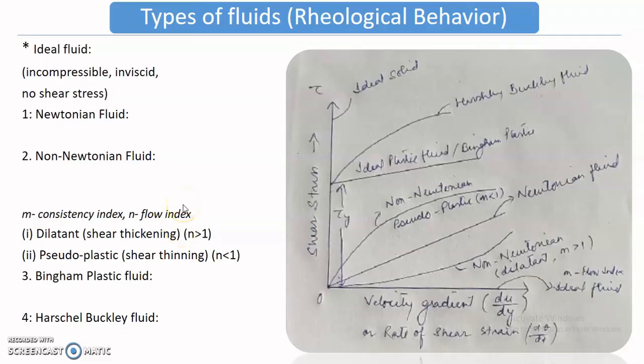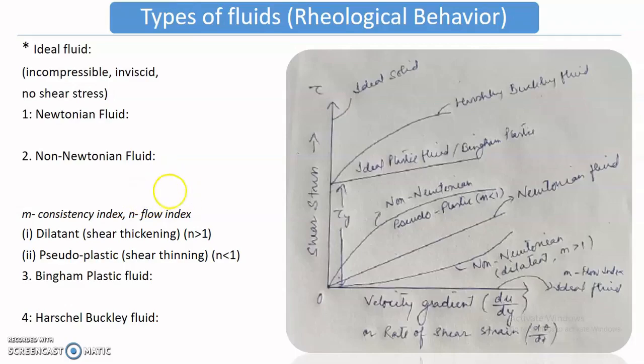The next topic which we will discuss is the types of fluid, or the rheological behavior of fluid. So what do you mean by rheological behavior? It is the study of behavior of matter such as fluid when subjected to a shear stress. That means here we are going to see how a matter such as fluid or gas flows when it is subjected to some shear force. Such properties we'll see in this topic.